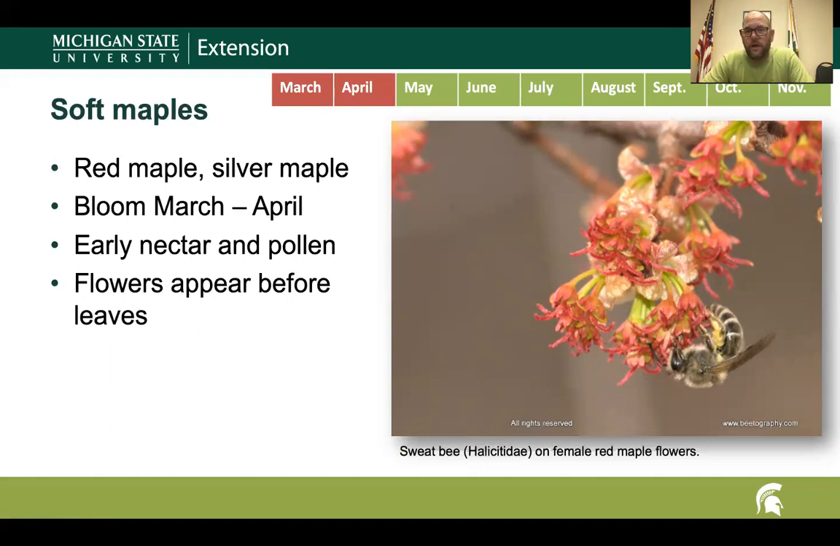And so what we're seeing here on this picture, we've got a halictid bee that's feeding on a red maple. That is not a honeybee. It's a native bee here in Michigan. But basically, those plants are very important early in the season.